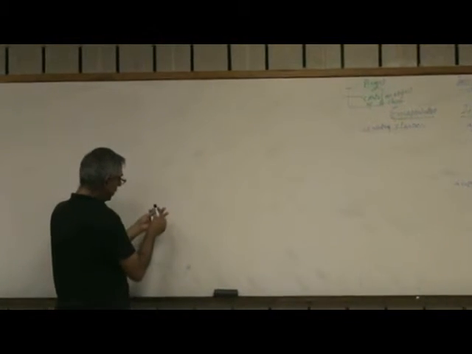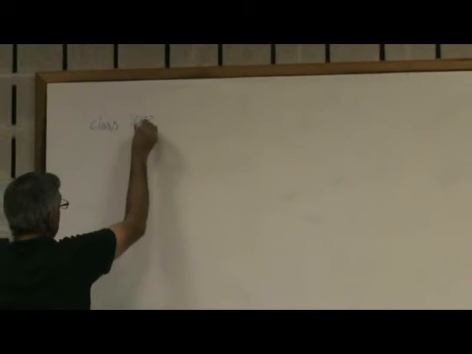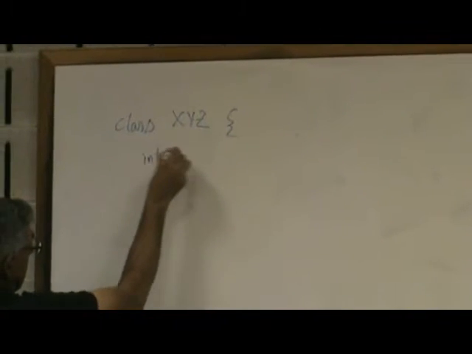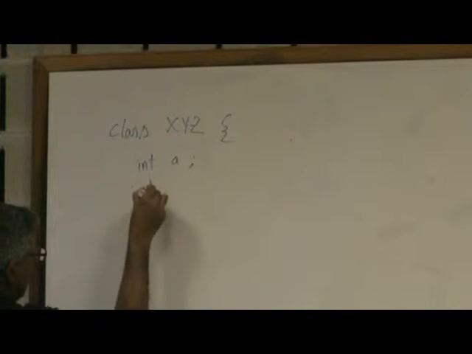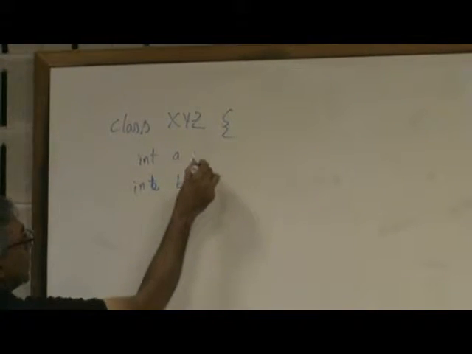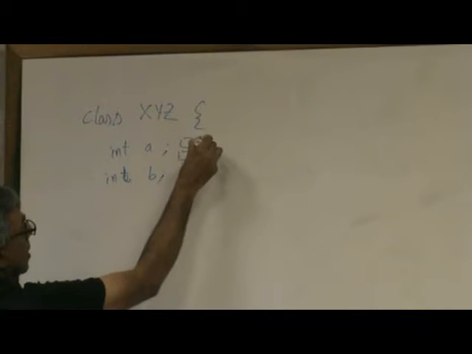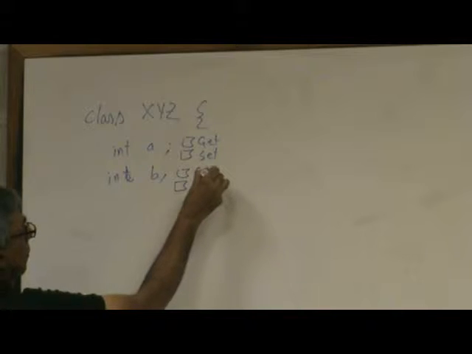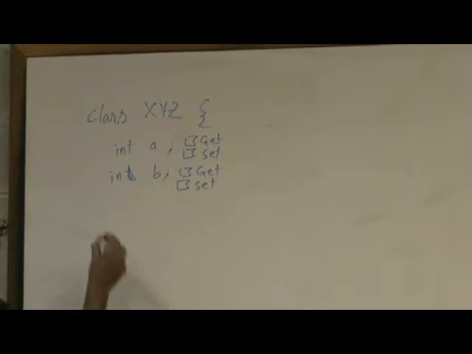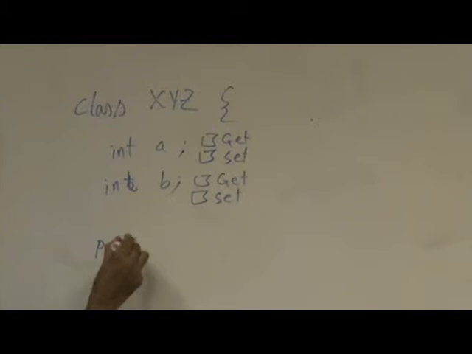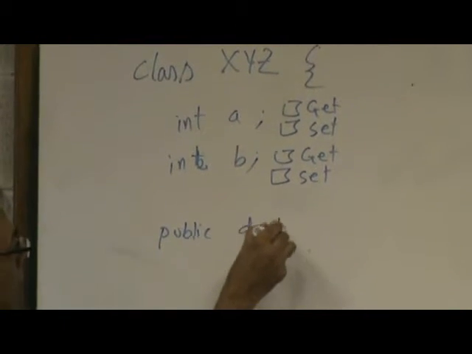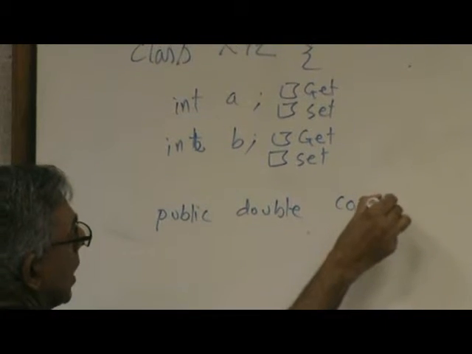Suppose we created a class, doesn't matter what it is, X, Y, Z. We declared some data, let's say int A, int B. We may have some public get set properties or methods, either way, get set over here, right? Now let's say we declared a method, public, let's say double compute.